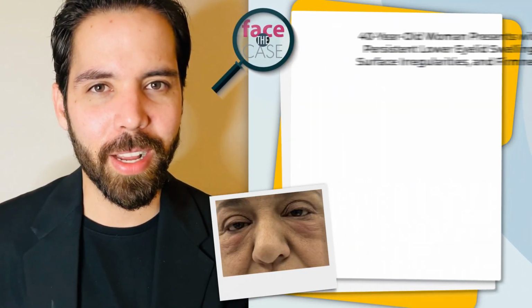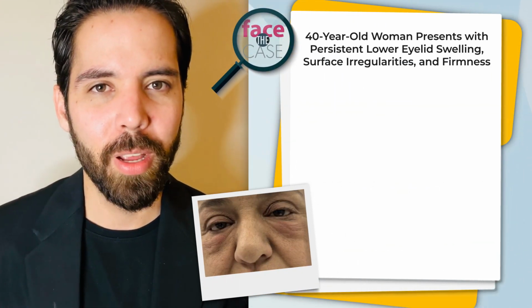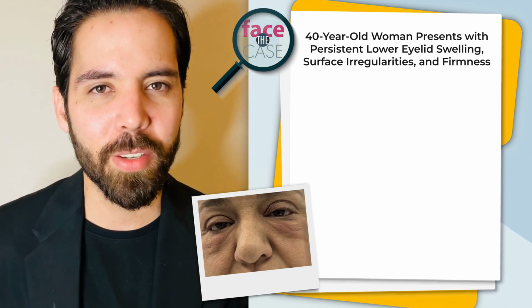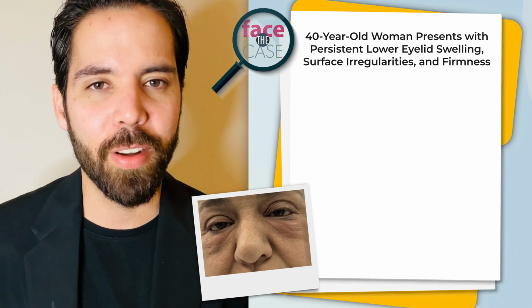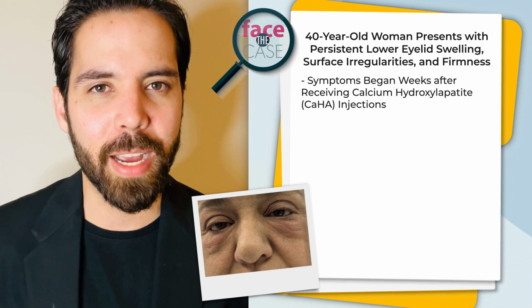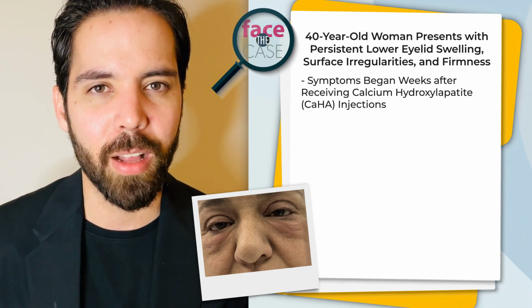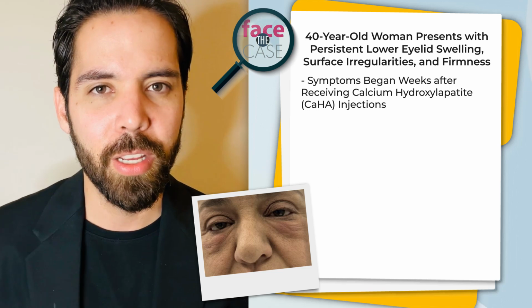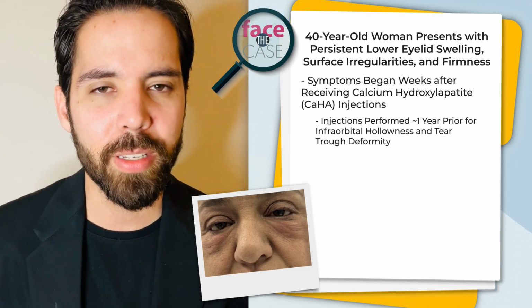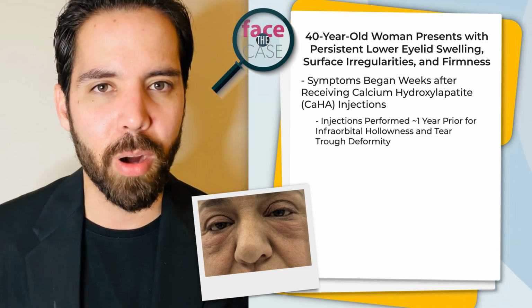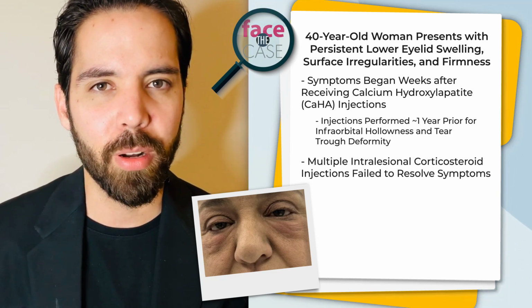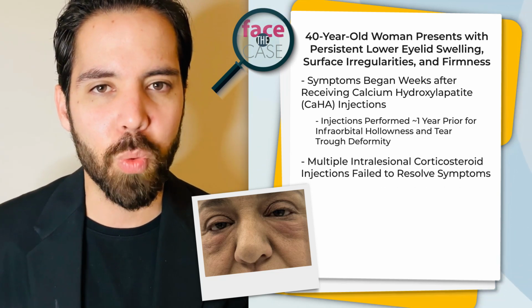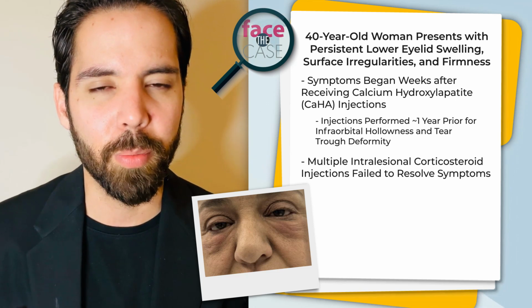Today, we're presenting a case of a 4-year-old woman who presented to a private practice with persistent lower eyelid swelling, surface irregularities, and firmness. These symptoms began several weeks after she received calcium hydroxyapatite injection to correct the infraorbital hollowness and tear trough deformity, approximately 1 year earlier. Despite undergoing intralesional corticosteroid injection, the swelling and nodularities remain unresolved.